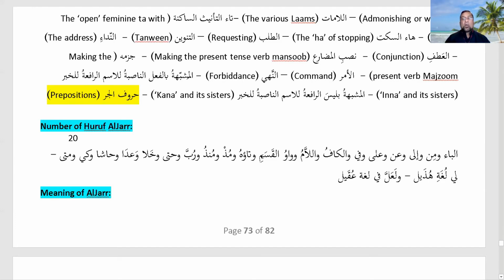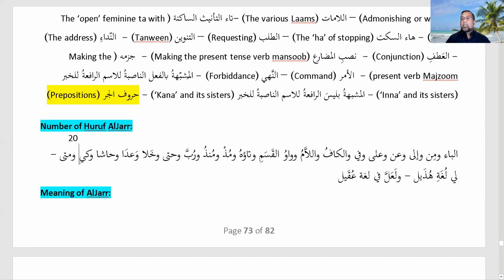Waw al-qasam, the waw that is used for swearing, wallahi. Wa ta'uhu, ay ta'ul qasam, ta that is used for swearing also, tallahi. And mudh, since. Wa mundhu, mudh is a short form of mundhu, which means since. Wa rubba, and perhaps. And hatta, until. And khala, other than. And ada, other than. And hasha, except. And kai, for or justification.